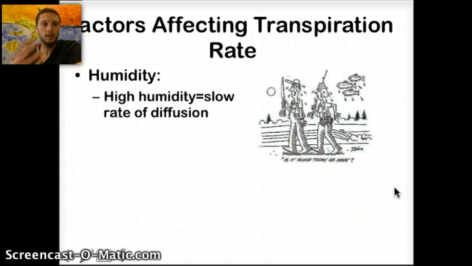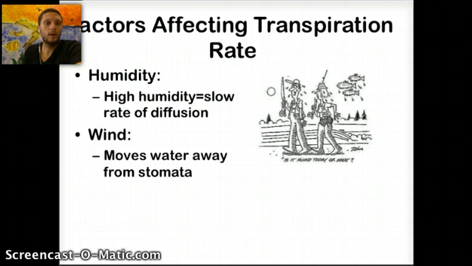And so the rate of this whole process can be affected by a couple of different things. Humidity being the first one. A high humidity is going to cause a slow rate of diffusion because it causes a non-steep gradient between the interior and exterior of the leaf. So the diffusion is actually going to occur more slowly, which causes a decreased rate of transpiration.